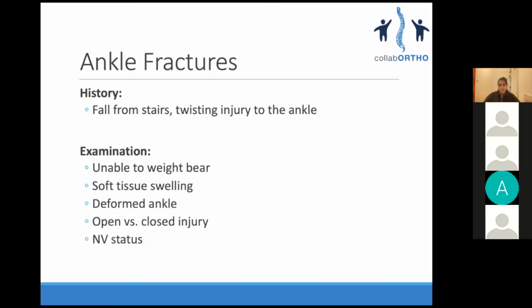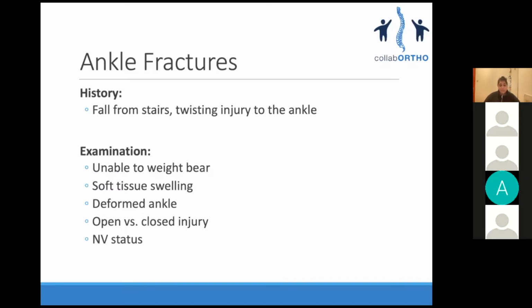All right, so let's start with ankle fractures. The typical history with ankle fractures is a twisting injury to the ankle. Either they've tripped over something or they've fallen from some steps or stairs, but it's a twisting injury to the ankle. On examination, they cannot put weight through that ankle.